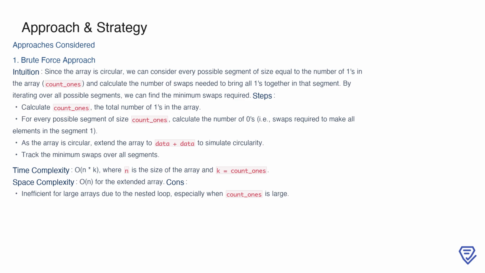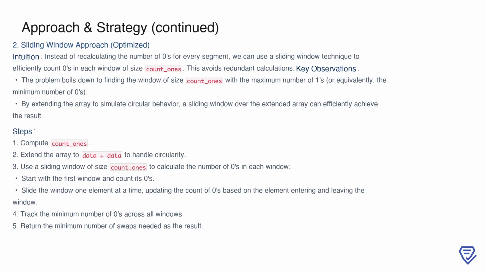While this approach is simple to understand, it involves iterating over all possible segments of the array, leading to a nested loop structure. This results in a time complexity of O(n*k), where n is the size of the array and k is the number of ones. Additionally, the space complexity is O(n), due to the extended array. The main drawback of this approach is its inefficiency on larger arrays, particularly when count_ones is large, making it impractical for real-time scenarios. Next, we have the sliding window approach, which significantly optimizes the process.